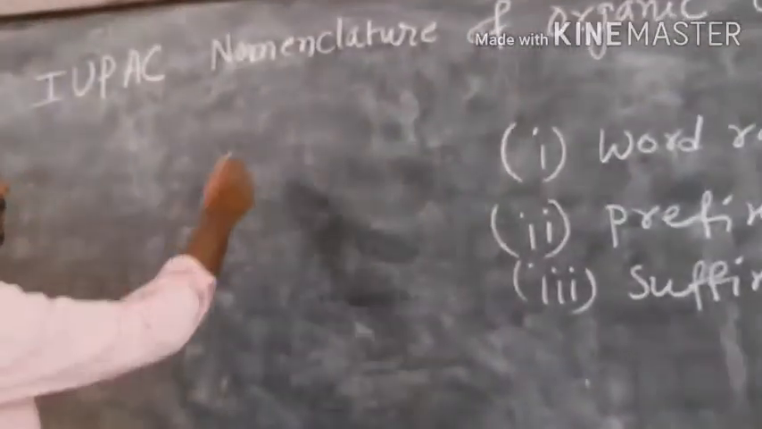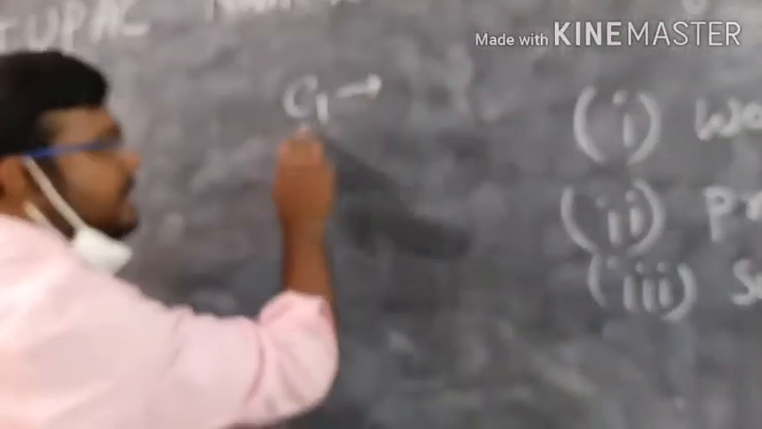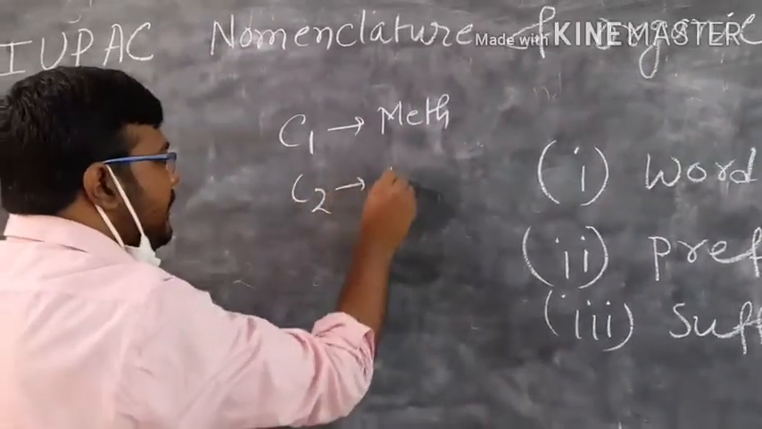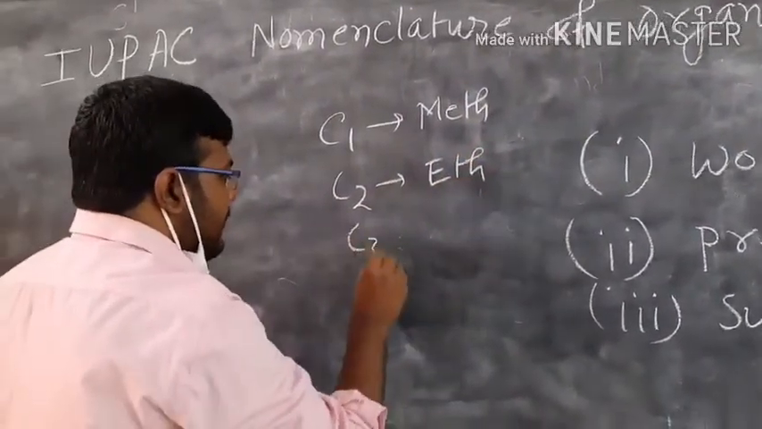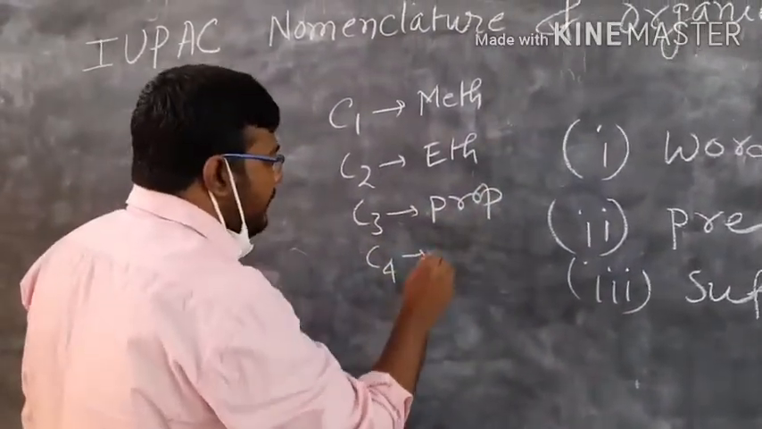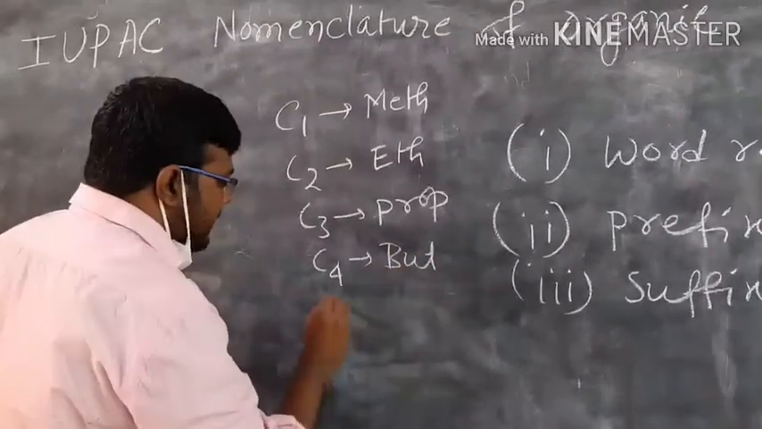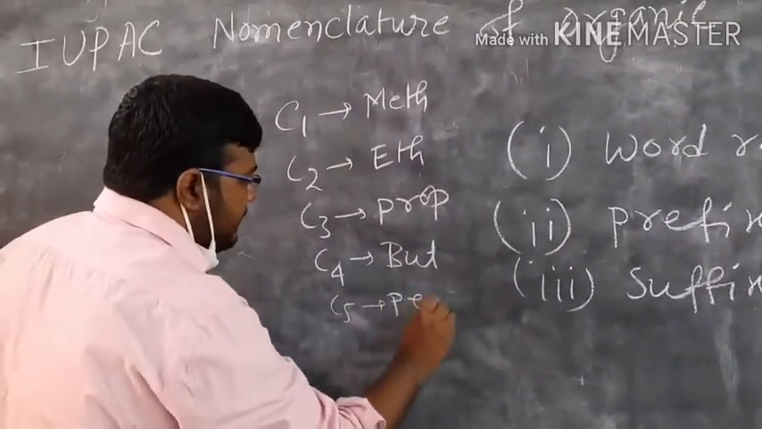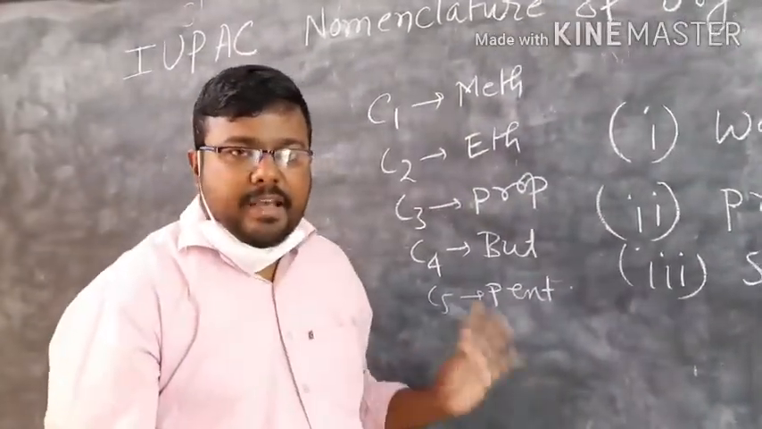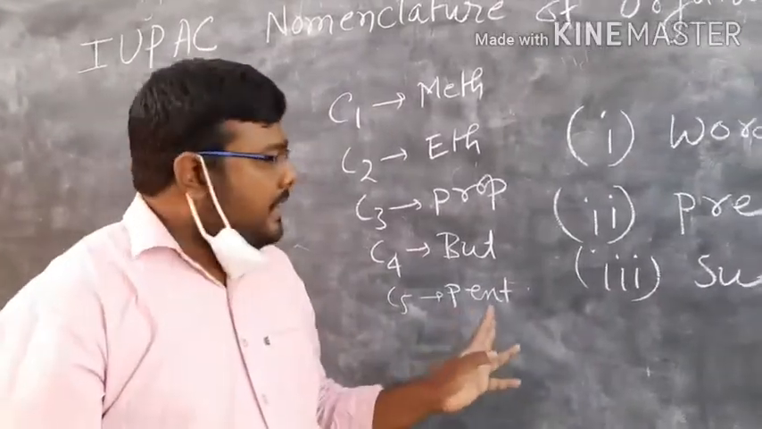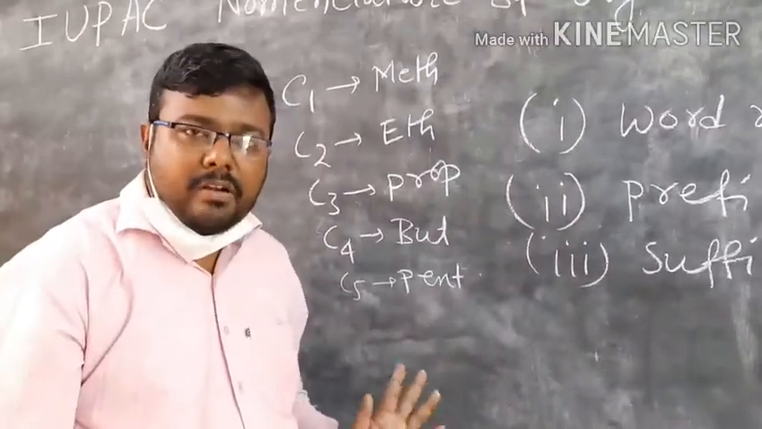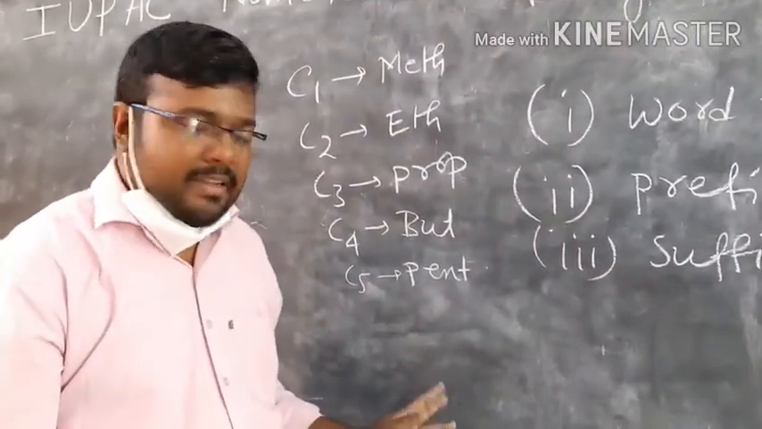If the chain contains one carbon atom, then the word root used is meth. For a carbon chain of 2, the word root is eth. Carbon 3 is prop, and C4 is but. If there are 5 carbon atoms, it is pent, and for 6 carbon atoms, hex. For 7 carbon atoms in a chain, the word root is hept. For 8 carbon, oct; 9 carbon, non; and 10 carbon, dec.